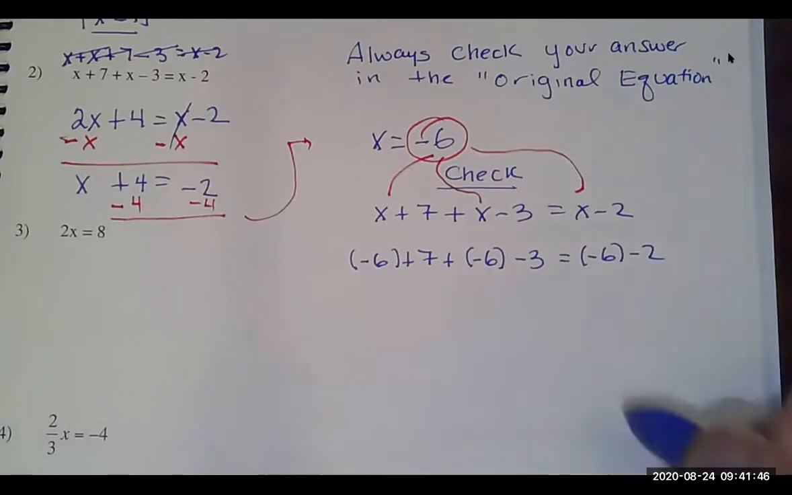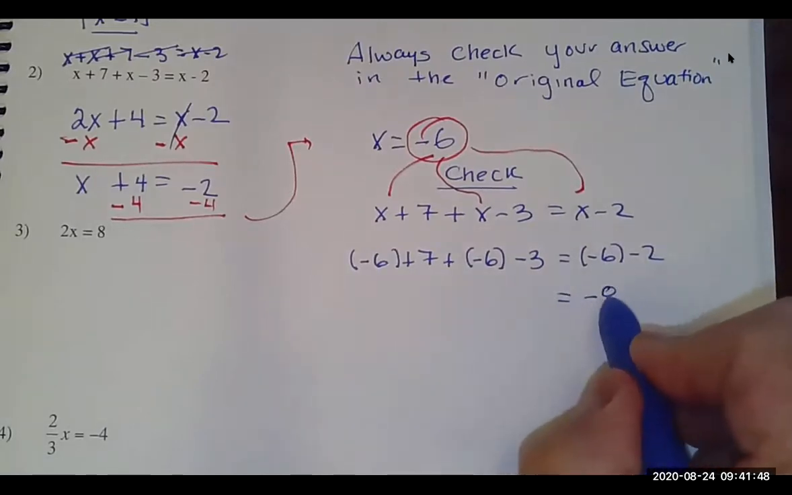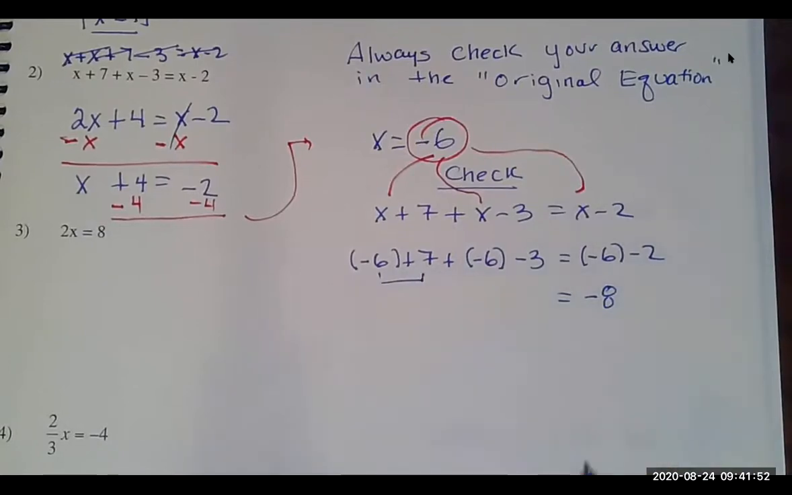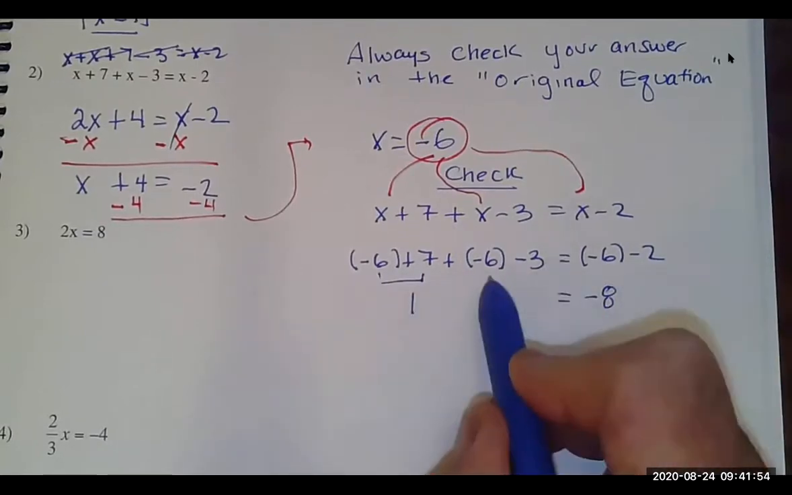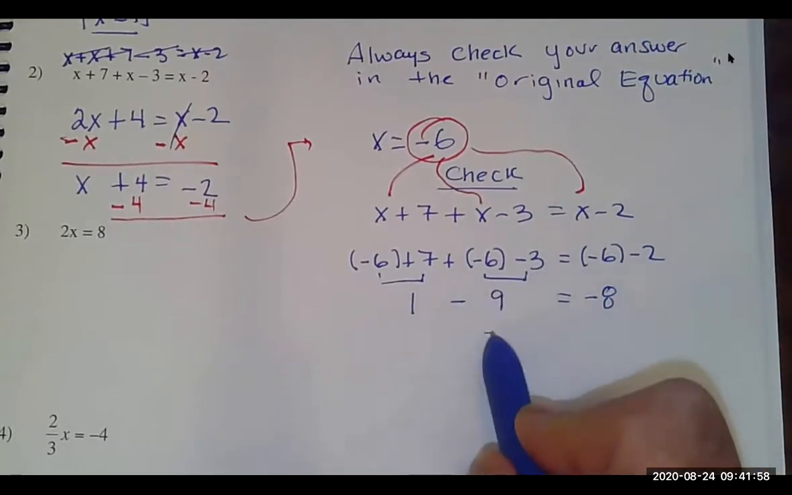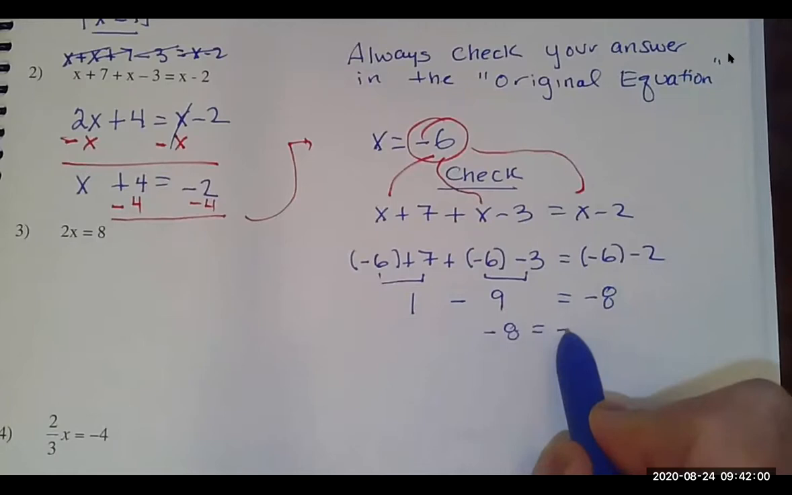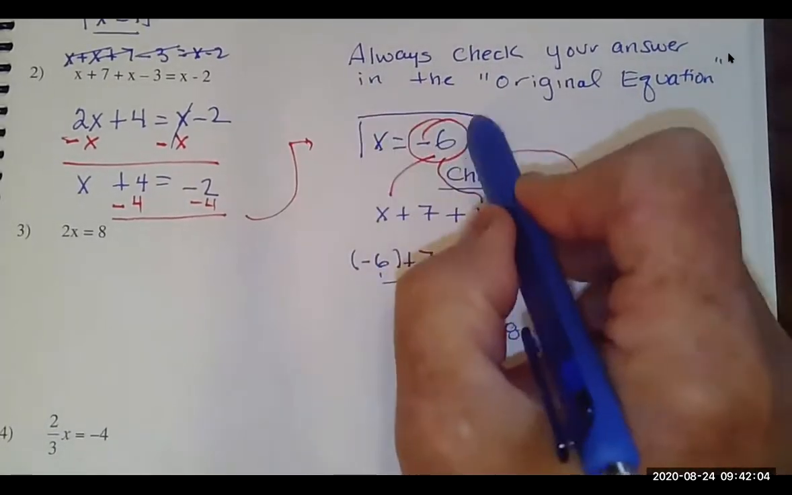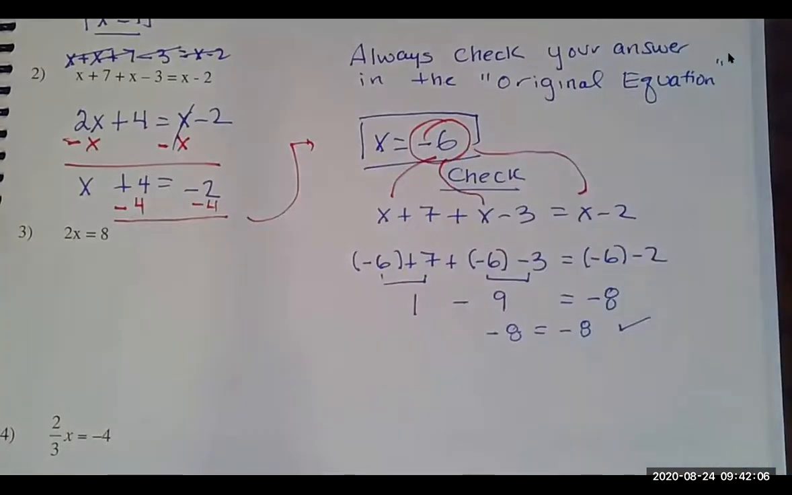All right, so this side here is easy. That's -8. Okay, over here. Okay, that's +1. And that's -9. And sure enough, -8 equals -8. Check. That means this is the answer. That means that's the answer.